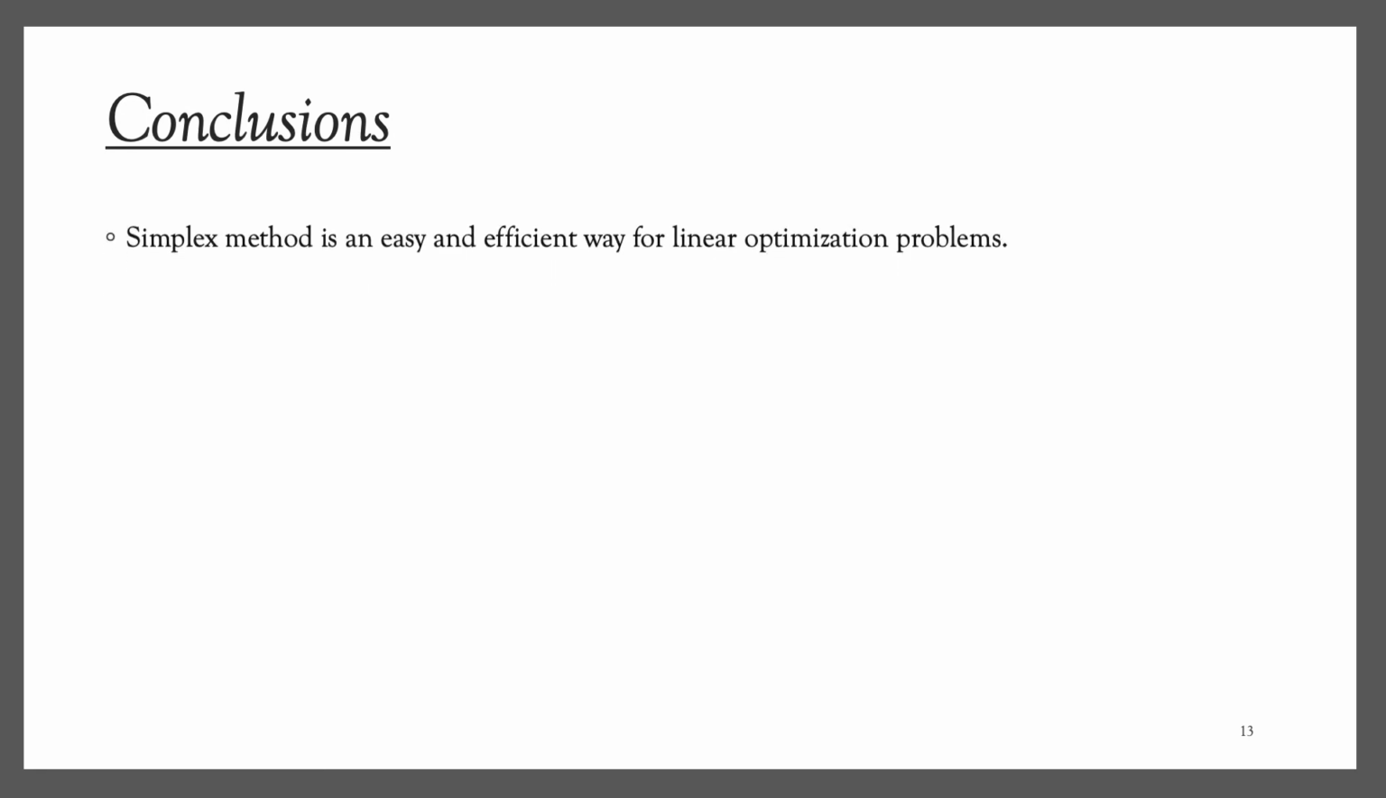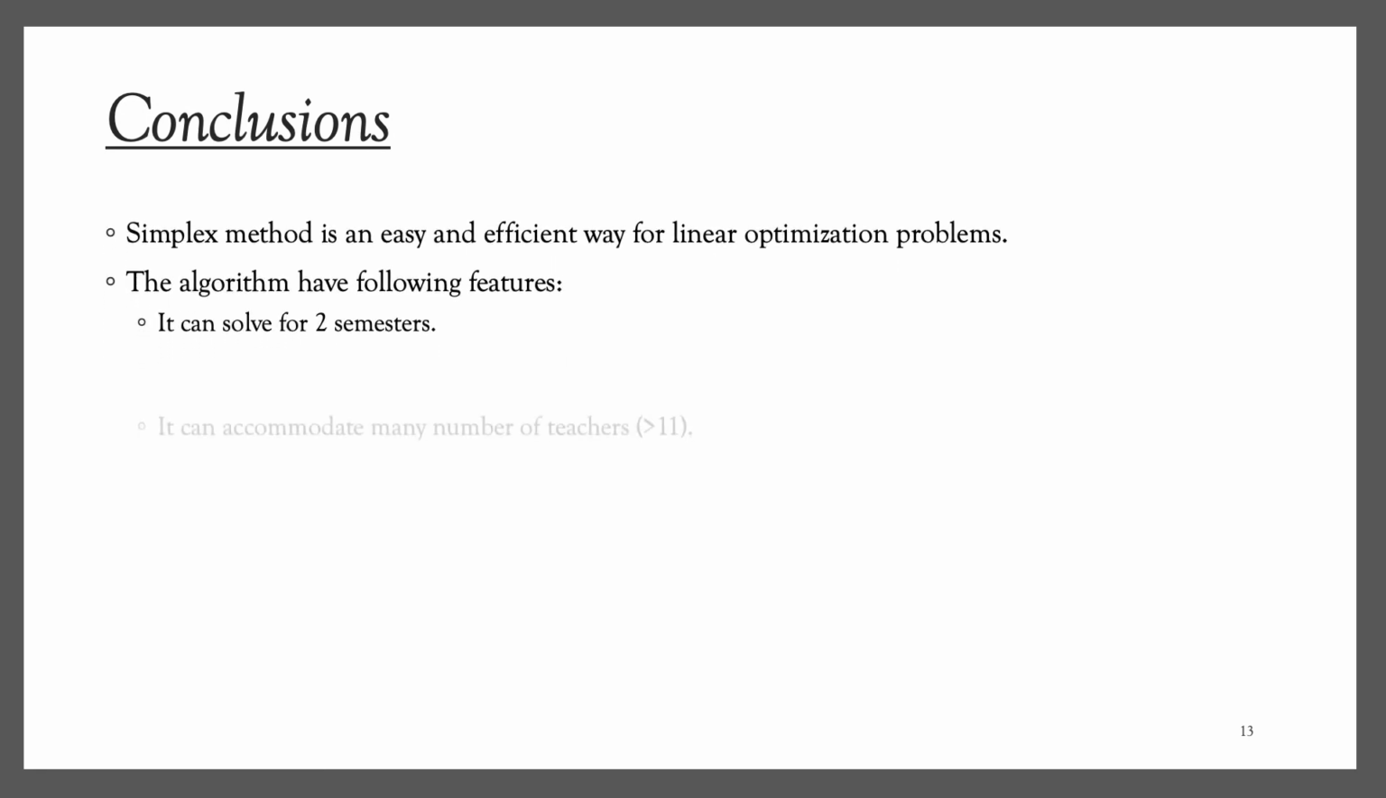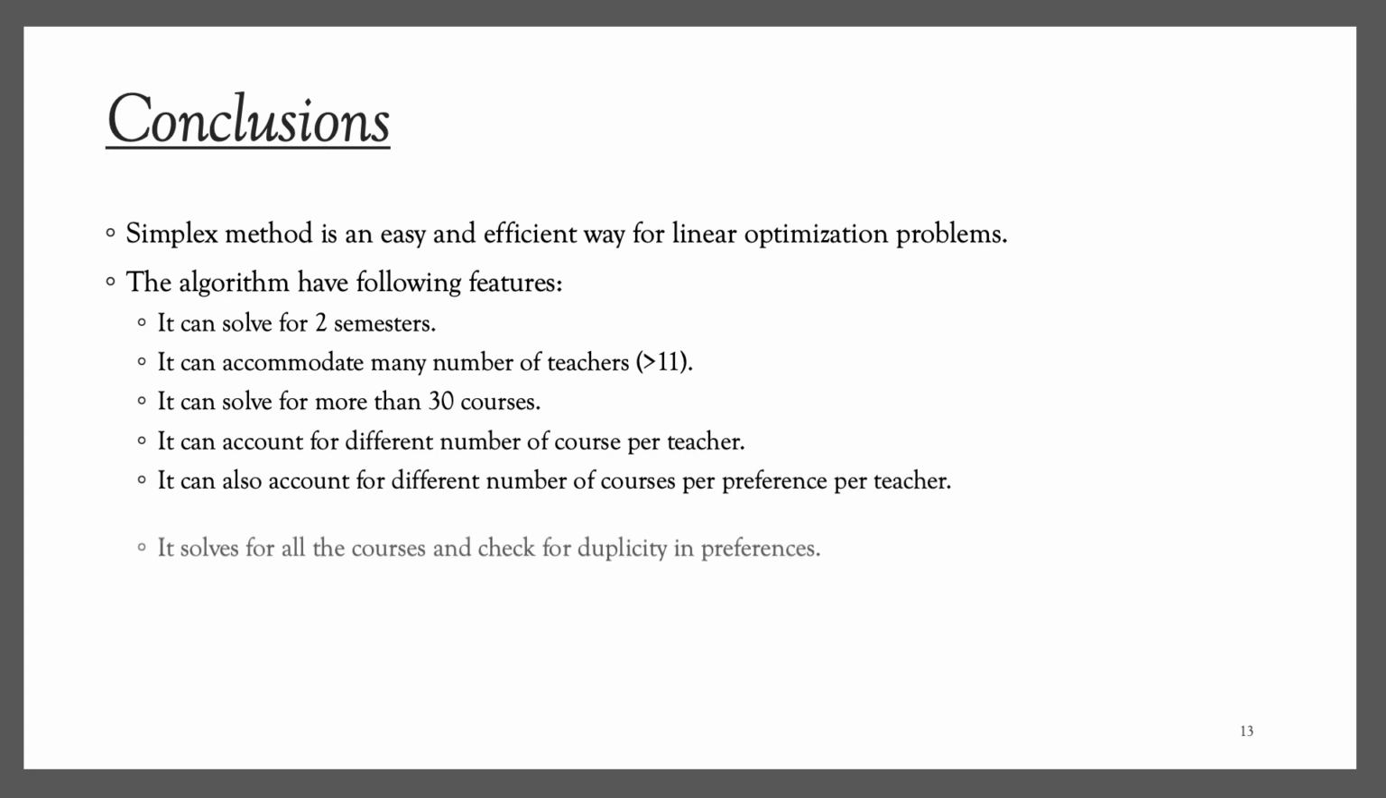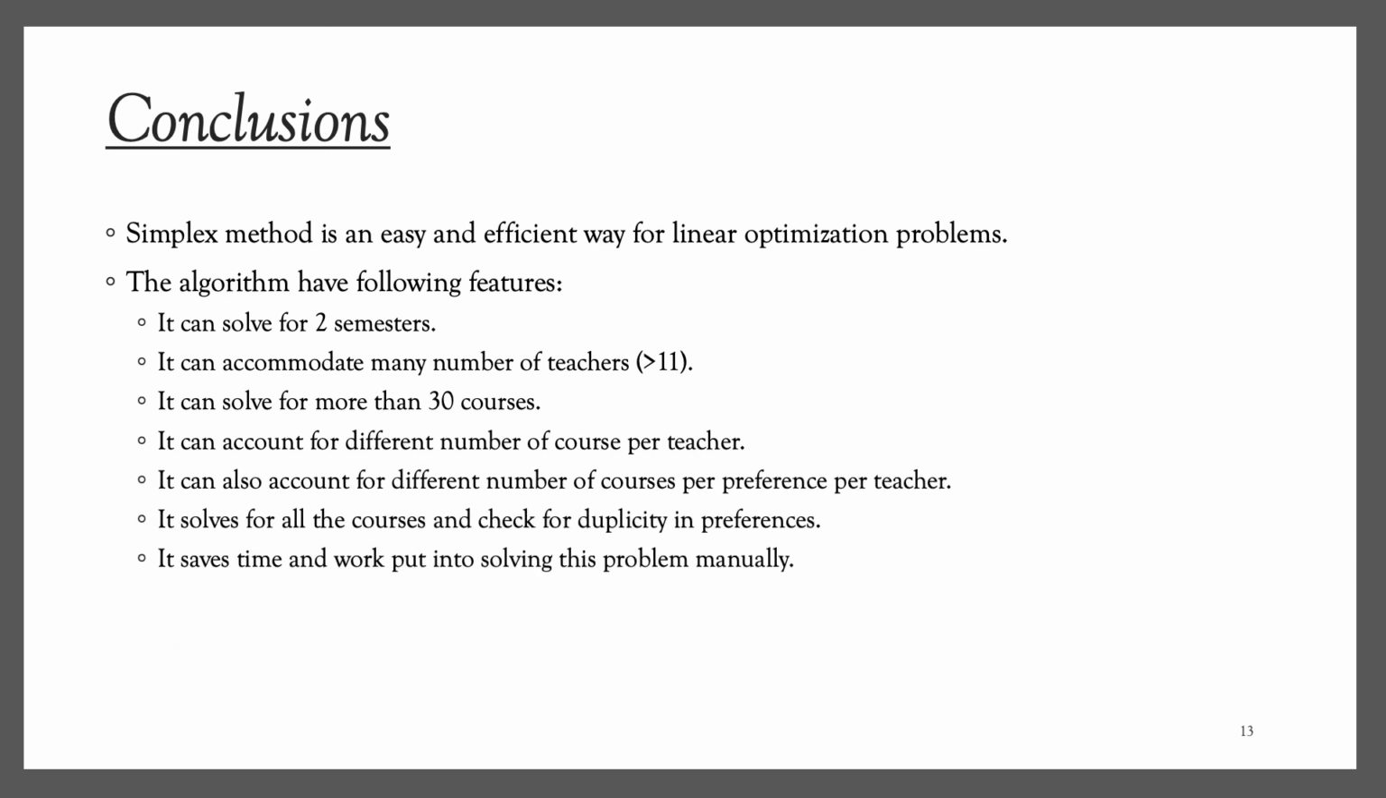In conclusion, the simplex method is an easy and efficient way to solve a linear optimization problem. Our algorithm has the following features in summary. It can solve for 2 semesters. It can accommodate many teachers; we've shown it accommodate 11. It can solve for more than 30 courses. It can account for different numbers of courses per teacher. It can also account for different numbers of courses per preference per teacher. It solves for all the courses and checks for duplicity in preferences. And it saves time and work put into solving this problem manually.